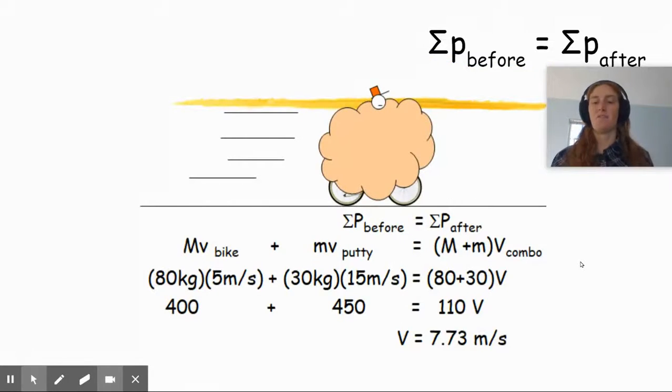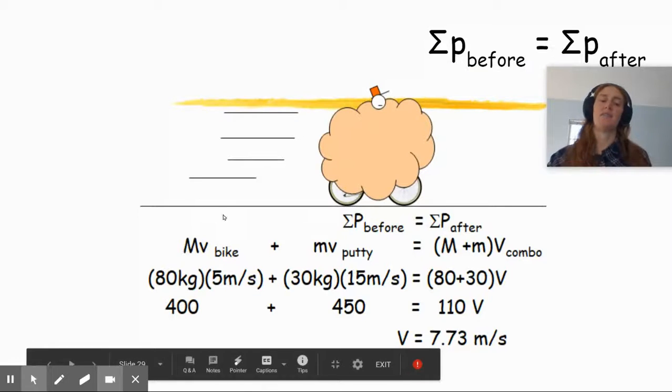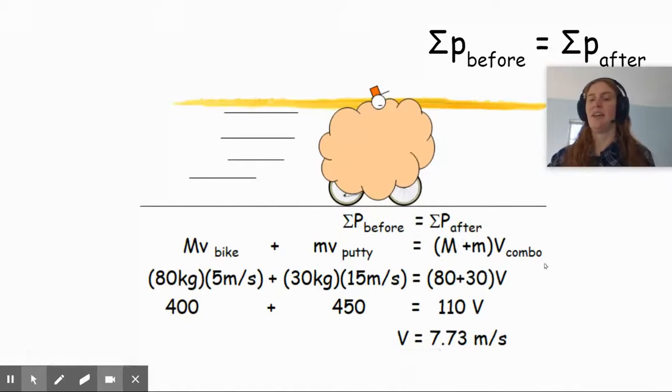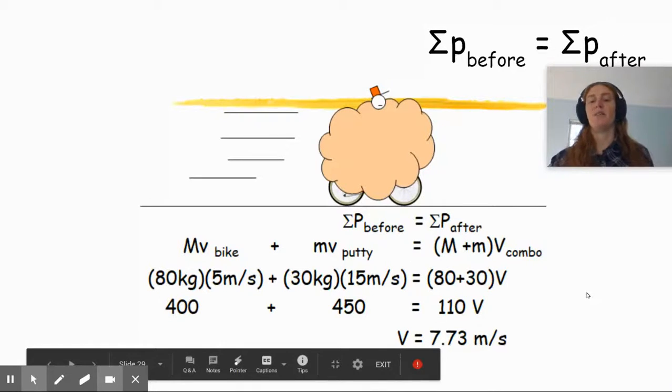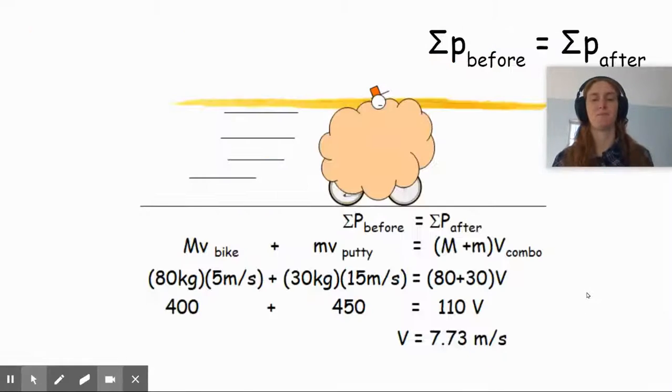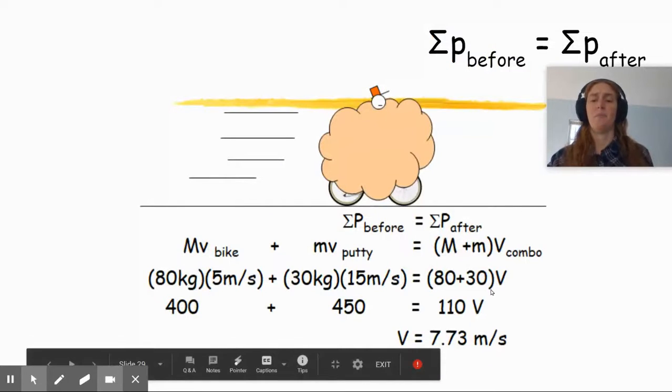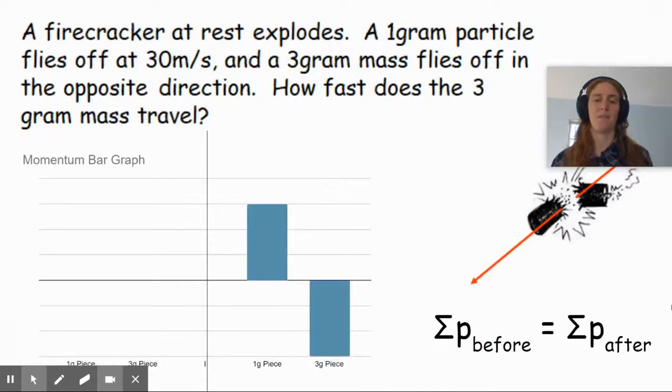Now, the other way to think about this is you can think of it as the momentum of the bike plus the momentum of the putty is equal to the momentum of everything. Well, the momentum of everything is going to be the mass of everything added together times the velocity of everything when it's going together. And so either way you do it is totally fine. This way is you just have to be careful when you're doing impulse as well. So just heads up.